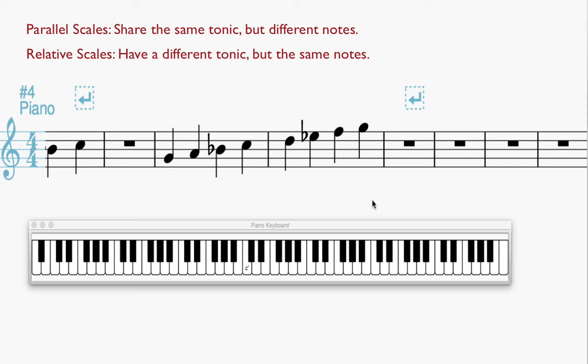There are cases where composers will switch between the parallel major and minor, because it actually makes a really interesting sound to go between the parallel major and minor chords. So check that out. We'll see that come up a lot more. So remember that term, parallel major and minor scale.